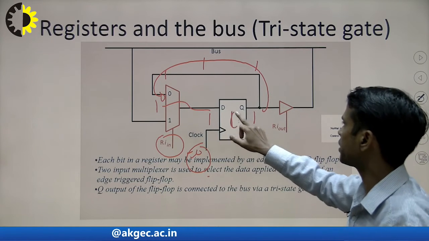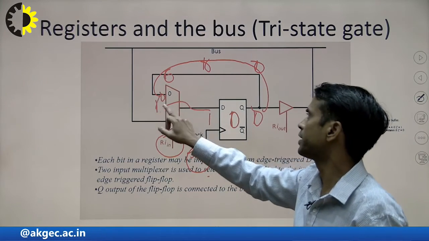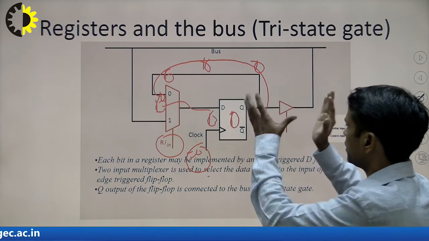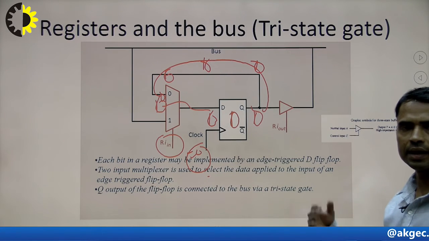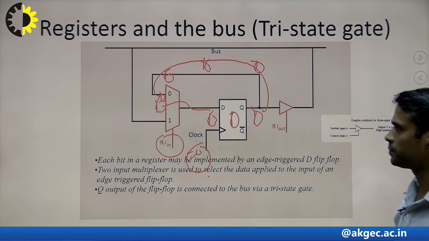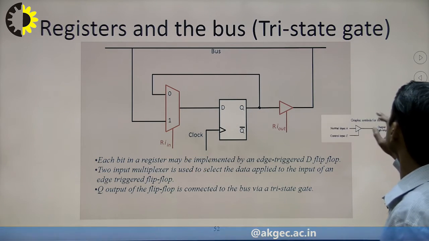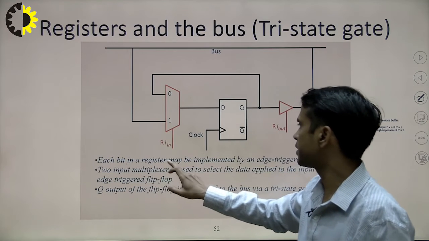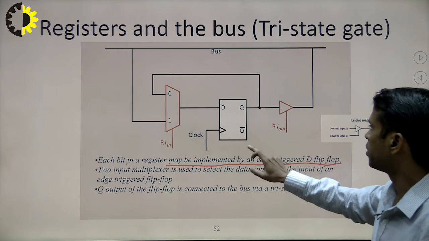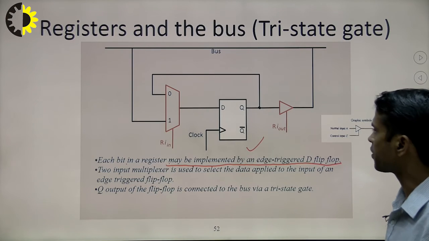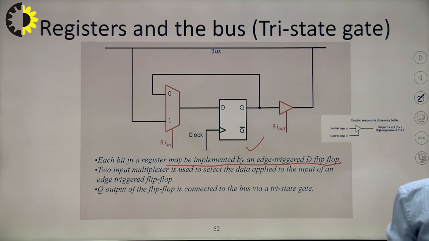Similarly, if 0 is stored, the 0 will circulate and move here, and it will be retained in the D flip flop until new data comes from the bus. So, we can see here that each bit in the register may be implemented by an edge triggered D flip flop. One bit of the register is implemented using a D flip flop.